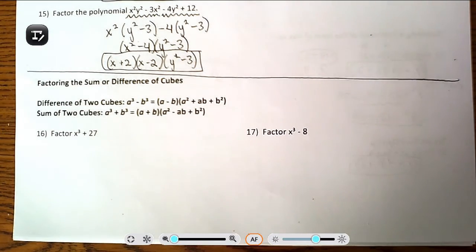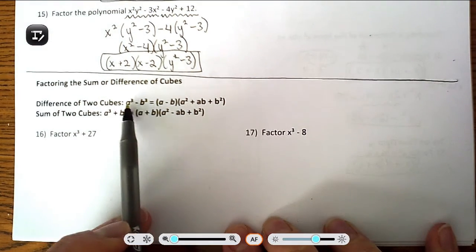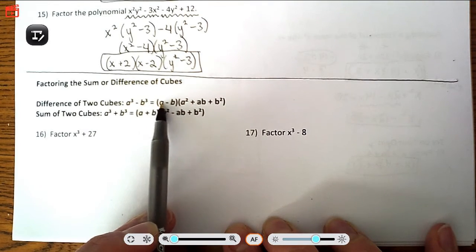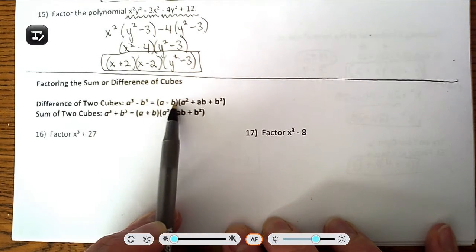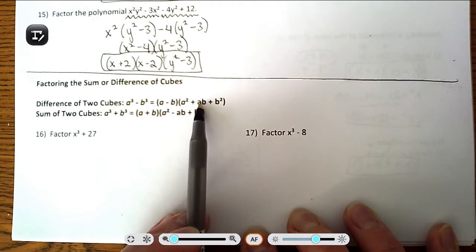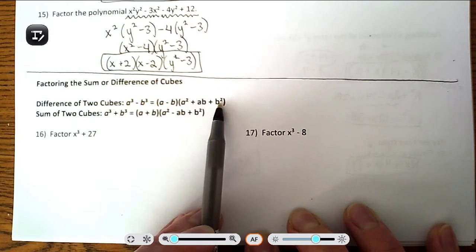The first type of factoring we're going to do today is sum and difference of cubes. This follows a formula, and this formula for the difference of two perfect cubes is just the cube root of the first minus the cube root of the second, and then the first one squared plus the first one times the second one plus the second one squared.